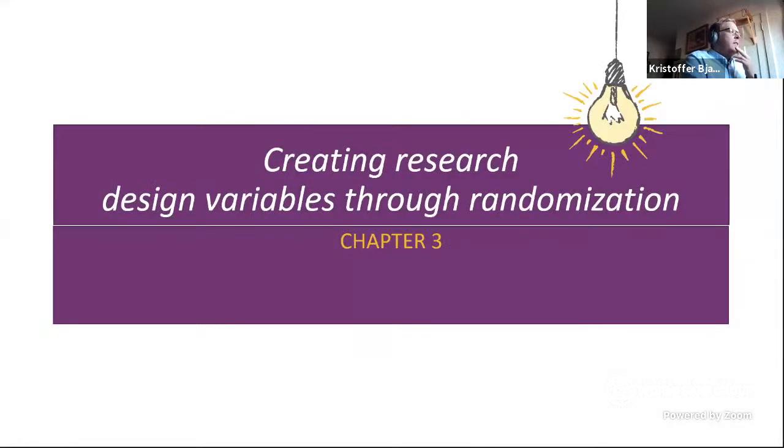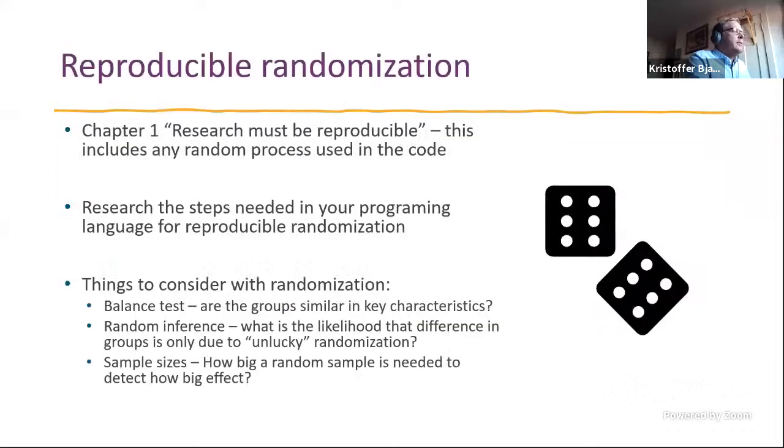Section 3, creating research design variables through randomization. This section discusses how we implement random processes when writing code for reproducible research. Random processes are commonly used to create research variables. For example, random sampling and random treatment assignments are used to generate groups that are expected to be either statistically similar among the groups or statistically similar to the general population.